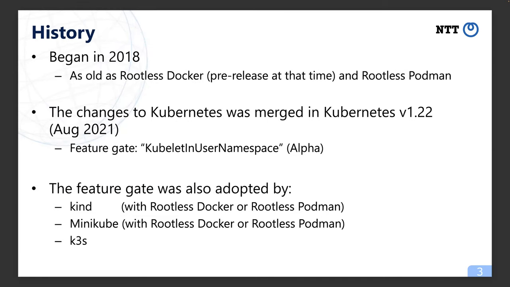This is a history of Usernetes. So I began the project in 2018. It's already 5 years ago. So actually, Usernetes is as old as Rootless Docker and Rootless Podman. Rootless Docker wasn't released until 2019, but the implementation itself was almost done in 2018. And Usernetes is as old as this project, but Usernetes didn't gain much attention in the community so far because it's very complex.